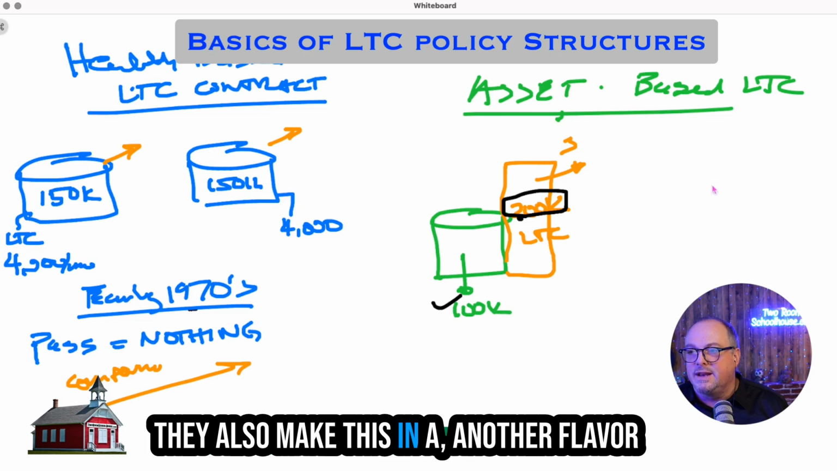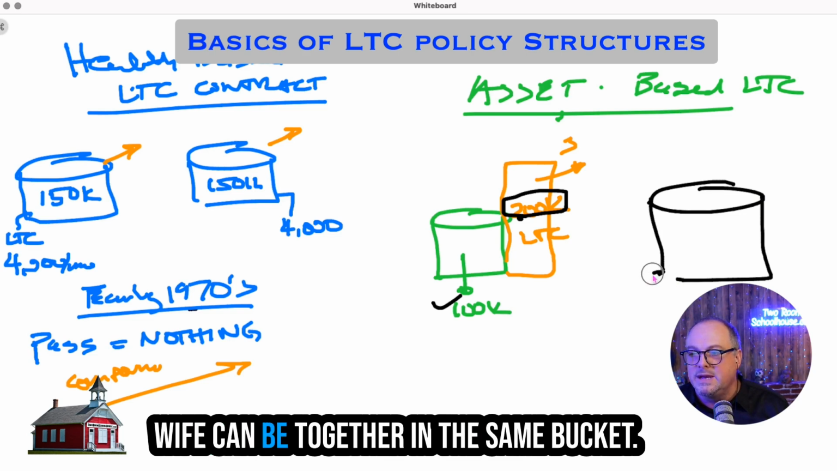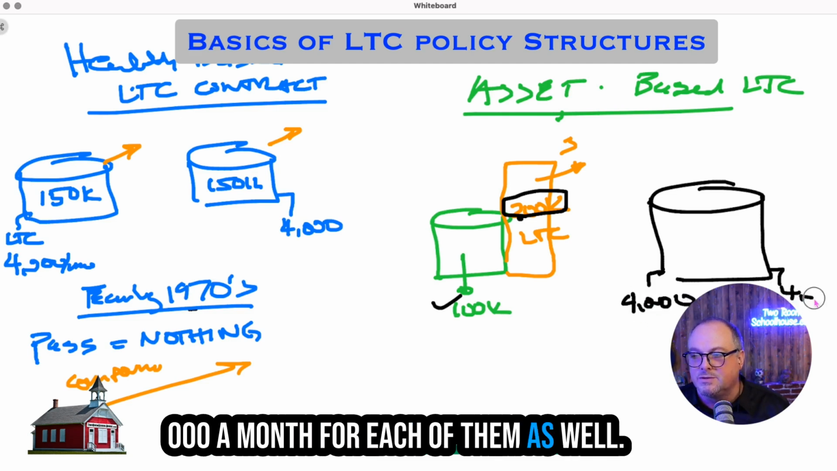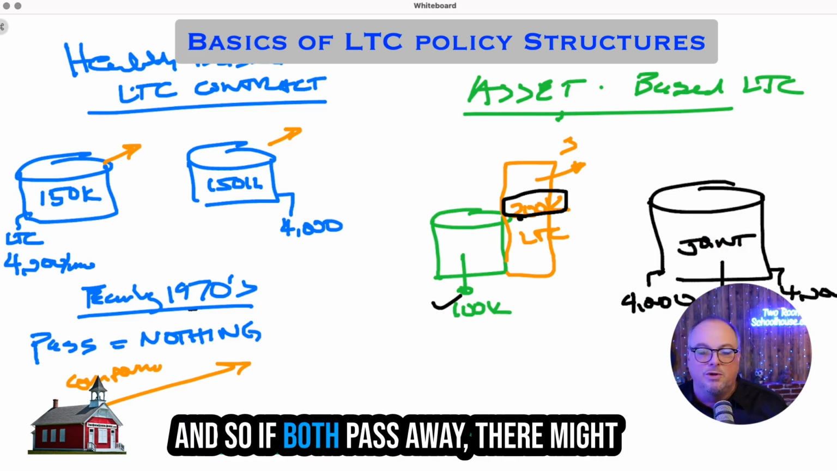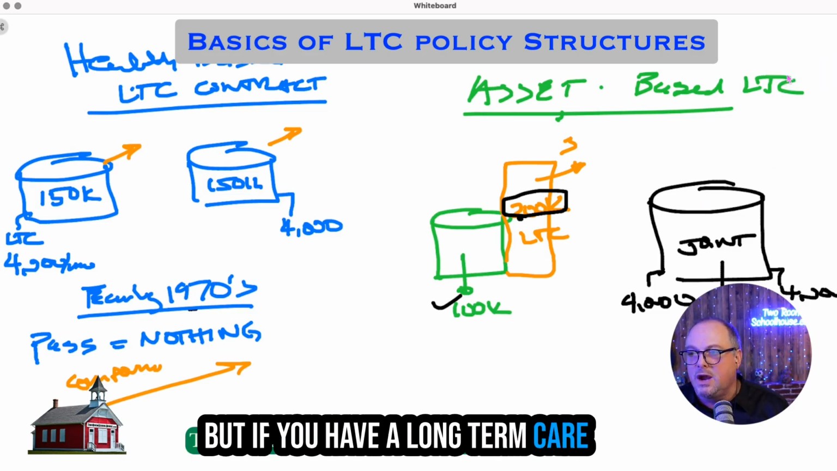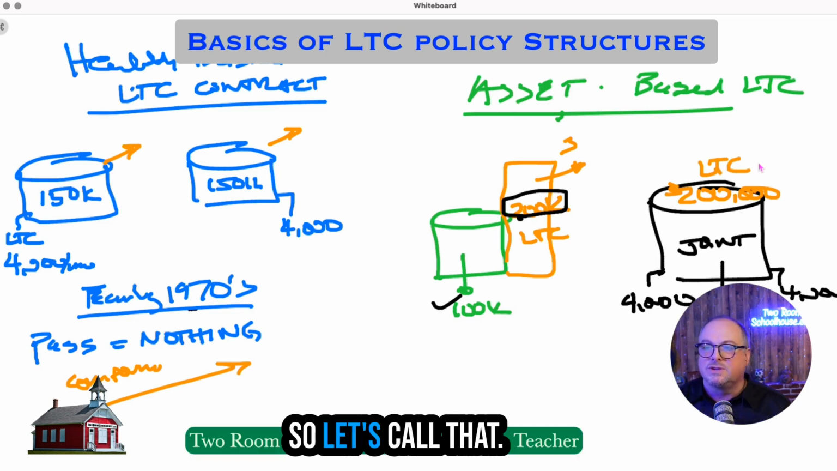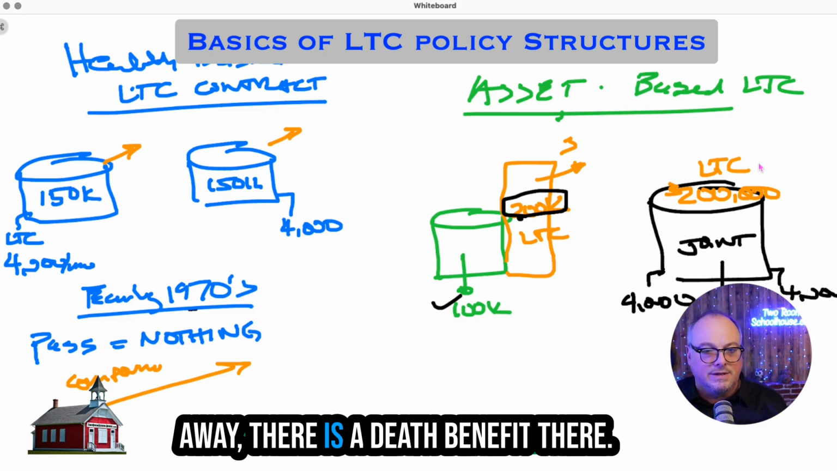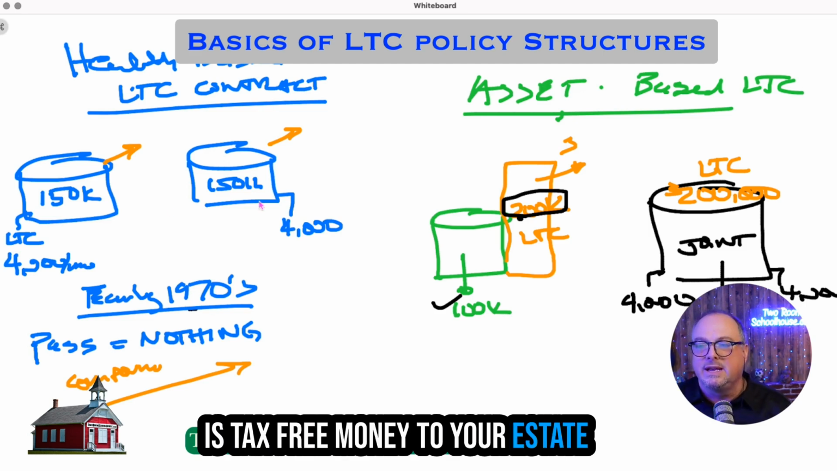They also make this in another flavor, where a husband and wife can be together in the same bucket. Let's just say it's pouring off $4,000 a month for each of them as well. This is called a joint policy. If both pass away, there might be a death benefit again of $100,000. But if you have a long-term care problem come up, this is going to be worth $200,000 for long-term care. So this is called an asset-based policy. If both pass away, or if it's a single policy and one person passes away, there is a death benefit that is part of the estate. That is tax-free money to your estate at that point.